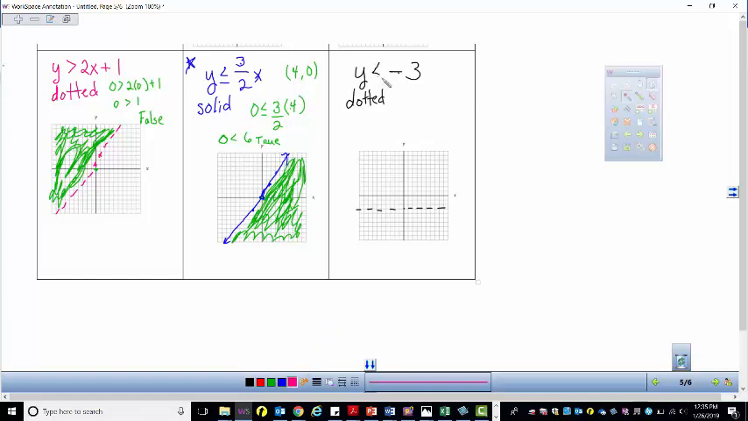Let's just do a test point. Let's use 0 again. But this time I only have the y value, so I only have to put 0 in for y because there's no x. So I get 0 is less than negative 3. And you decide if that's true or false. Well, 0 is not smaller than negative 3. 0 is actually bigger, so this would be false. 0 was above the line, and it was false, so I need to shade below the line.